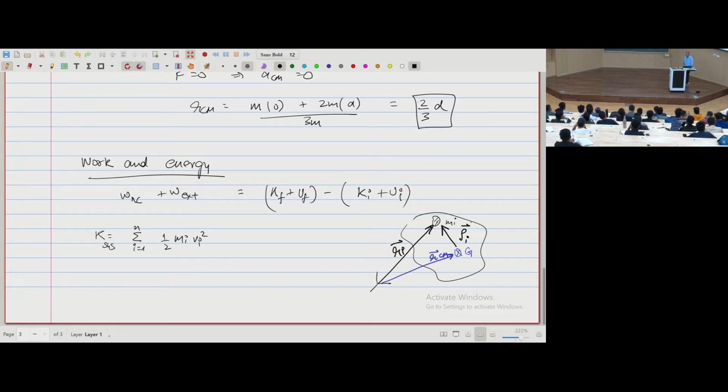So we define a vector rho i from the center of mass G to the individual particle mi. Now we know that vi squared is simply the dot product of the vector vi with itself. So vi denotes the derivative of ri. ri is the position vector with respect to a fixed origin.